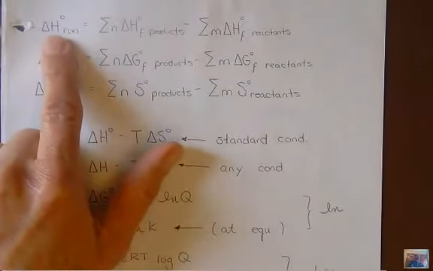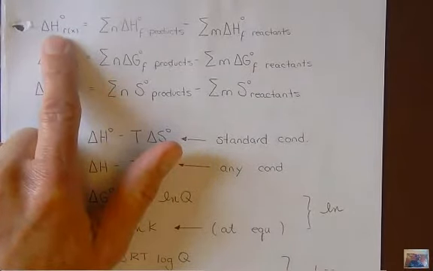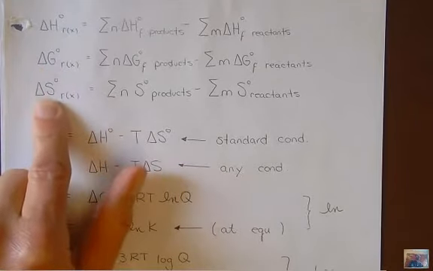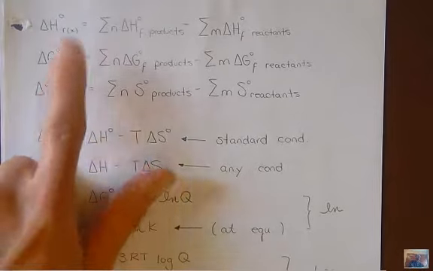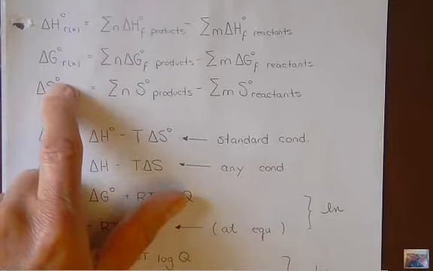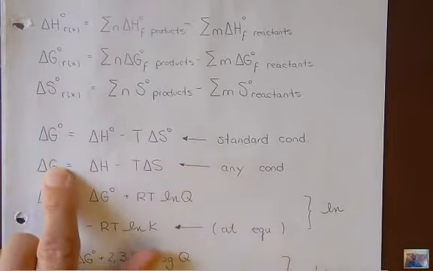This measures the heat of the reaction at constant pressure. That's called enthalpy. What does this measure? The free energy of the reaction at constant pressure. What does this measure? The change in entropy of the reaction at constant pressure. And what else do we know about that? Those little zeros mean all partial pressures are 1 atmosphere, all concentrations are 1 molar.